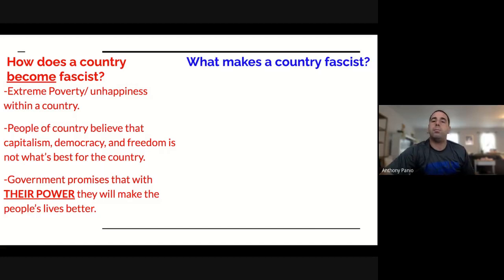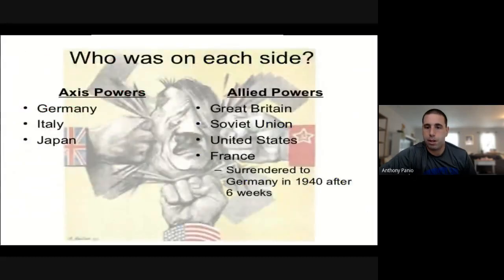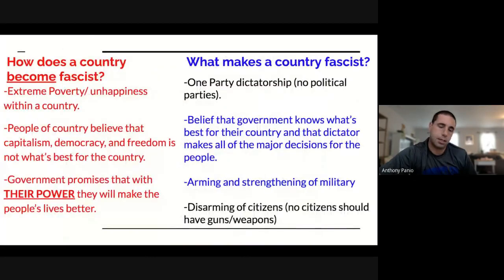All right, what makes a country fascist? Okay, please copy this down as well in blue. I believe this one. Let me check one more thing. Yes, this is the last thing for today. Okay. Yeah, let's write this down in blue, and then we'll see.